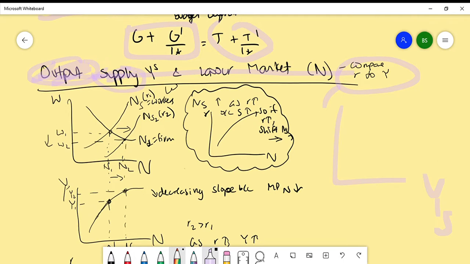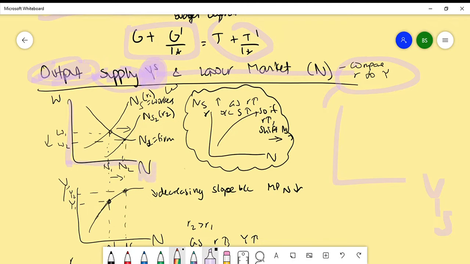Whereas the other thing is going to be output demand, so it would be YD instead of YS over here. It's output demand because it's how many goods people want versus how many goods the firm will make. So yeah, this is basically what output supply is. So first of all, let's go over the basics.